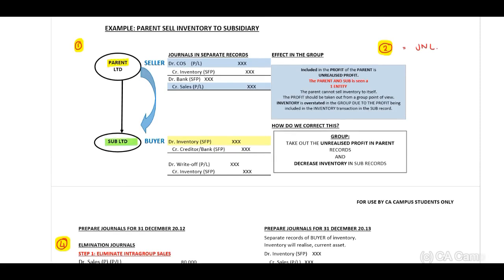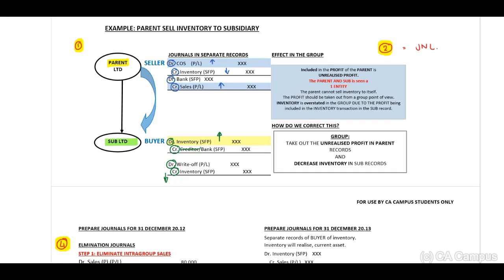Therefore, in the separate records of our parent we will debit cost of sales, this will increase, credit inventory, decrease, debit bank, and credit sales, increase. In the buyer's records, our buyer will debit inventory, increase, credit creditor or bank, in the scenario bank, and they've indicated to us that there is a write down. If there's a write down, our inventory will decrease and we debit a write off in our profit and loss.